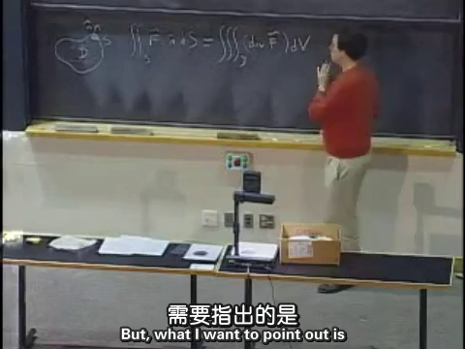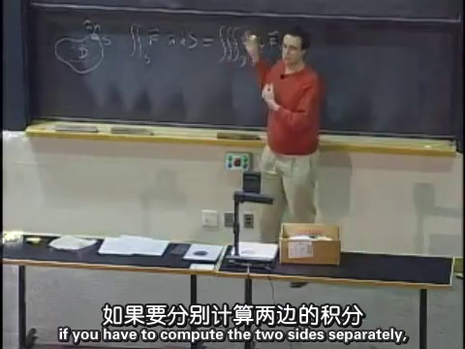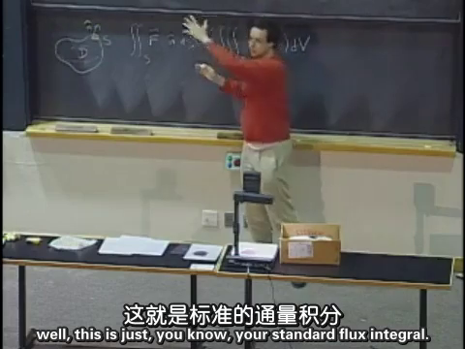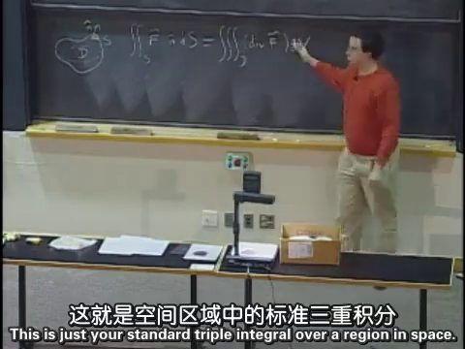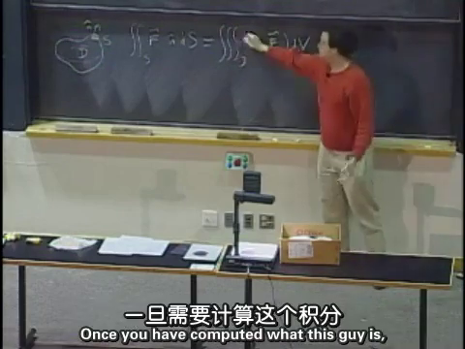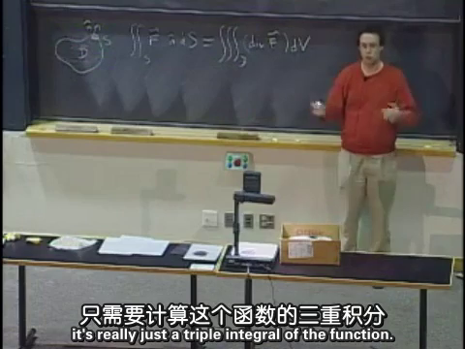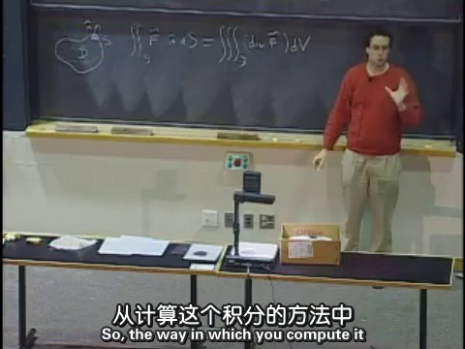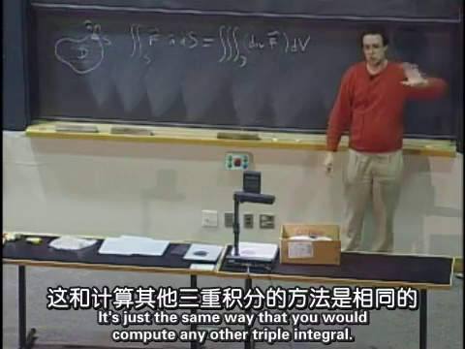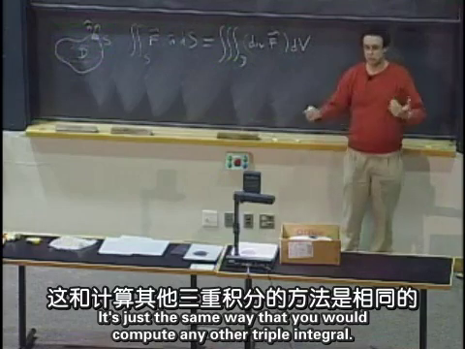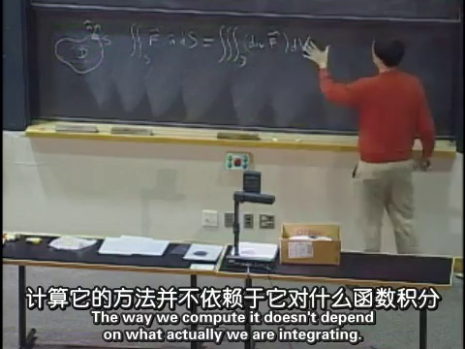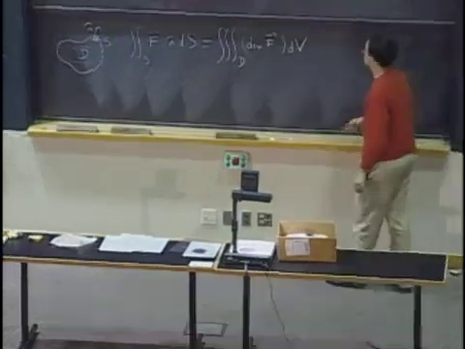But what I want to point out is if you have to compute the two sides separately, this is just your standard flux integral. This is just your standard triple integral of a region in space. Once you have computed what this guy is, it's really just the triple integral of a function. So the way in which you compute it doesn't see that it came from a divergence. It's just the same way that you would compute any other triple integral. The way we compute it doesn't depend on what actually we're integrating.